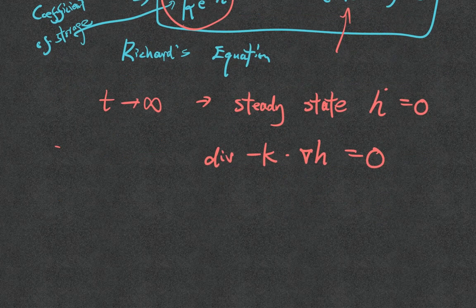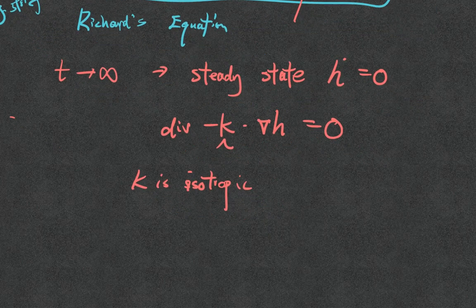Now, if k is isotropic, then these equations would become the divergence of the gradient of h equal to 0, which means that the Laplacian of h equals 0. Do you see why, even though h dot is not here?